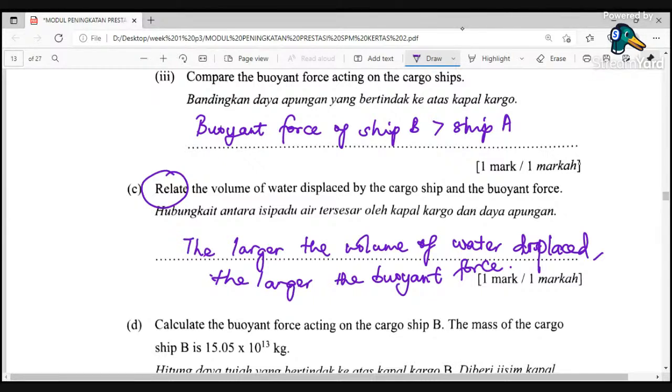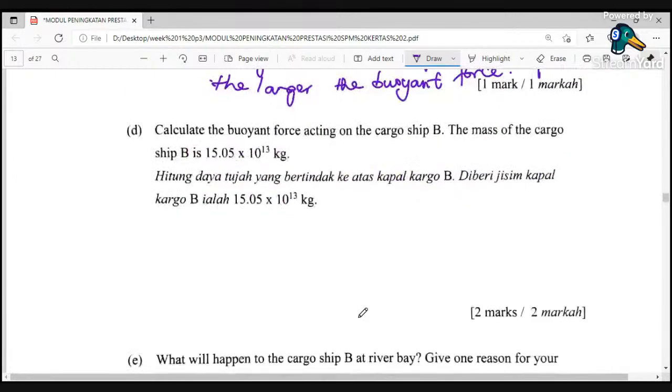Ini kita relate based on your answer. Jangan tulis directly proportional kat sini ya. Itu relationship tu based on the graph dan sebagainya. Ini tak ada ya. Kita hanya buat conclusion based on the comparison ya. Part D ya, buoyant force acting on cargo ship B, mass of cargo ship B is 15.05 times 10 power 13.